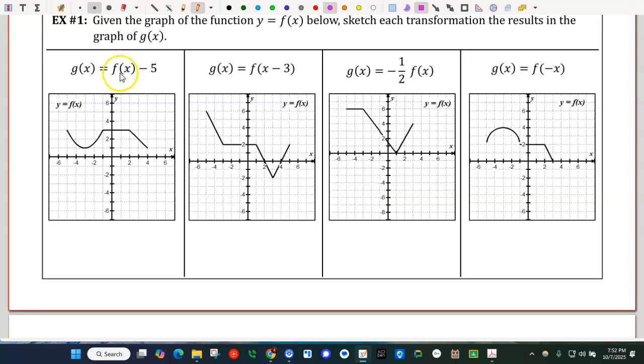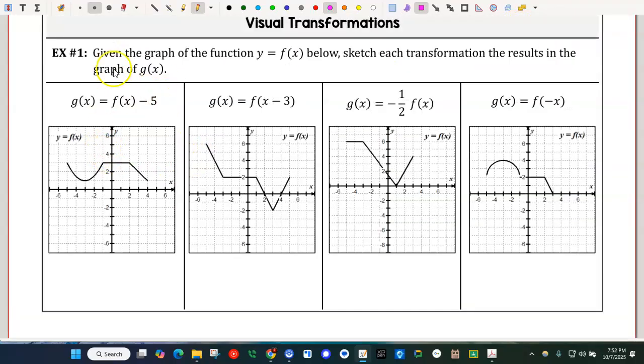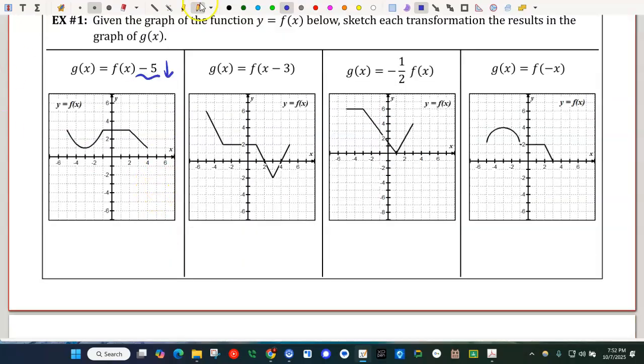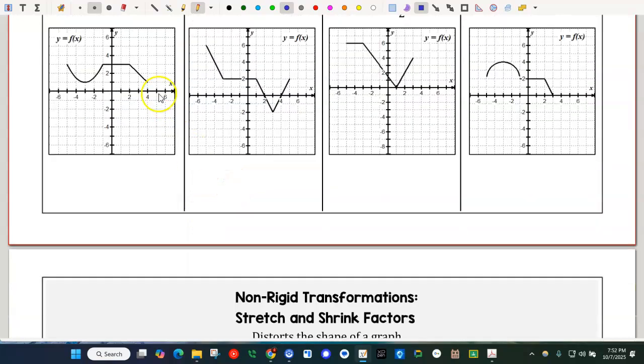So here are some functions. It says sketch each transformation that results in the graph of g of x. Given this, we're just going to write down what each part means. If we're going to do that, that's going to move us down 5. So it's nothing more than taking each point and moving it down 5. 1, 2, 3, 4, 5. All right, we can do this. 1, 2, 3, 4, 5. And then this one. 1, 2, 3, 4, 5.